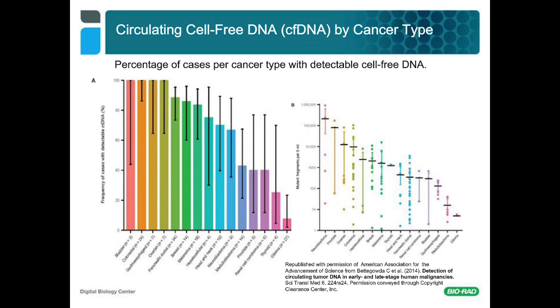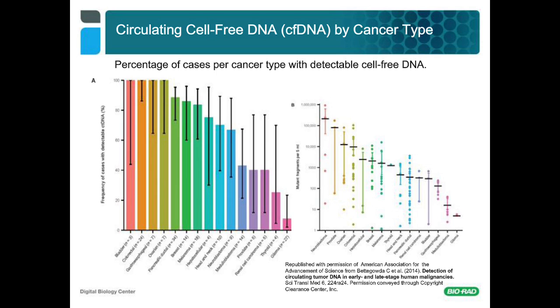Shown here is data from the lab of Luis Diaz at Johns Hopkins University. In this figure, you can see the percentage of patient samples in the y-axis that have detectable cell-free DNA in the plasma from different tumor types in advanced disease, shown on the x-axis, indicating that greater than 80% of patients with metastatic disease have detectable levels of cell-free DNA.